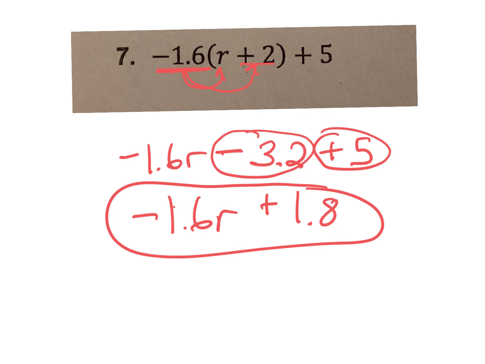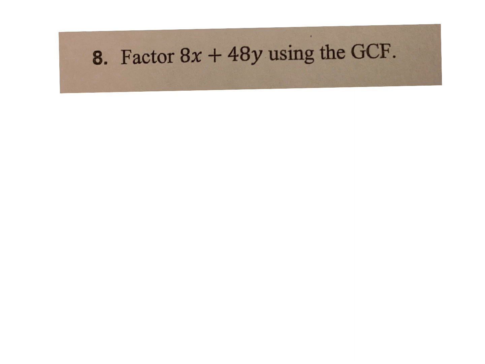That's number 7. All right, we're going to start getting into the factoring, and this is with GCF. So I have to find the greatest common factor of 8 and 48. Well, I know that 8 goes into 48, so 8 is the greatest common factor. So 8, how many times does 8 go into 8x? Or what is 8 divided by 8? That's just x, plus 48 divided by 8 is 6y.